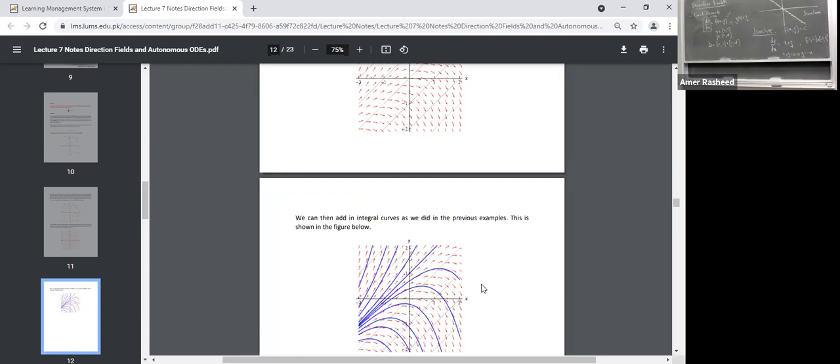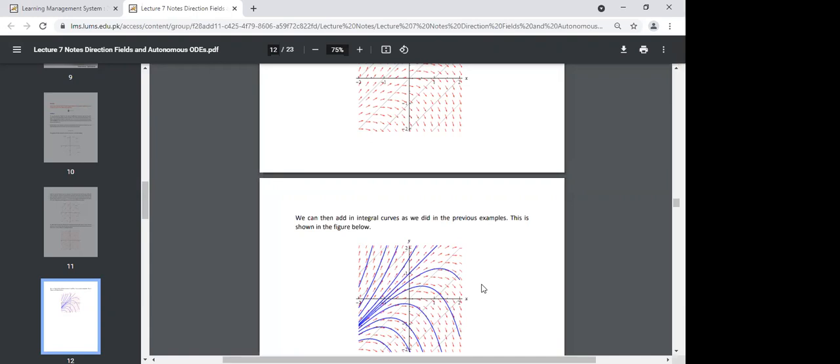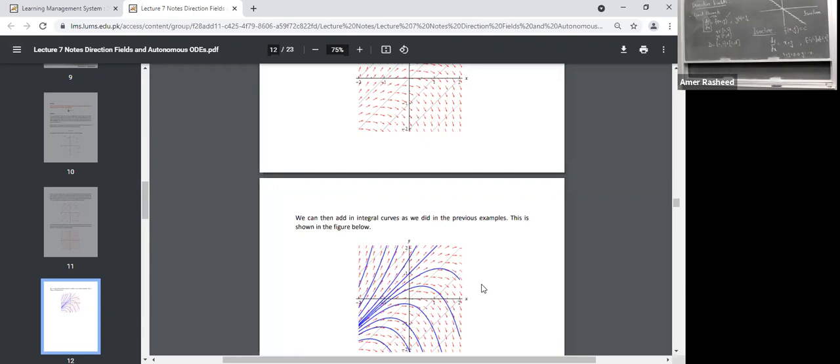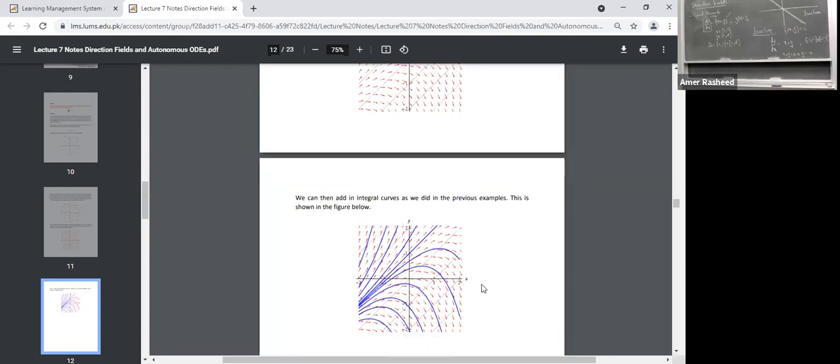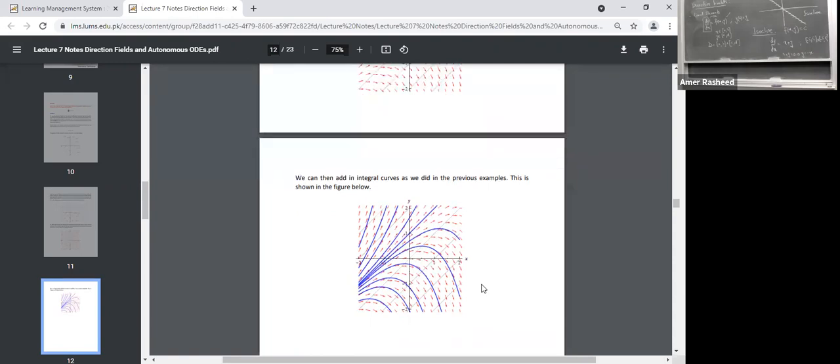Who was asking this question? Yes, sir. Okay, we'll discuss this later on, after this, when we discuss autonomous differential equations. These are simple isoclines. There's a difference between simple isoclines and isoclines which come from the singular points of the differential equation.